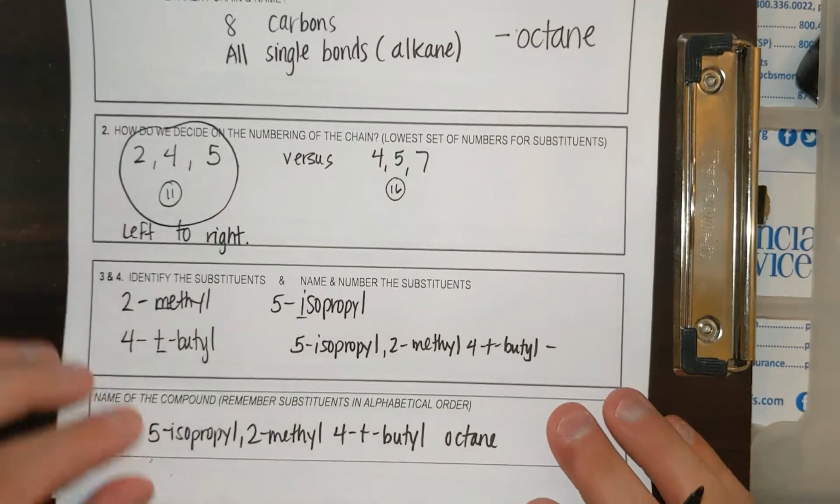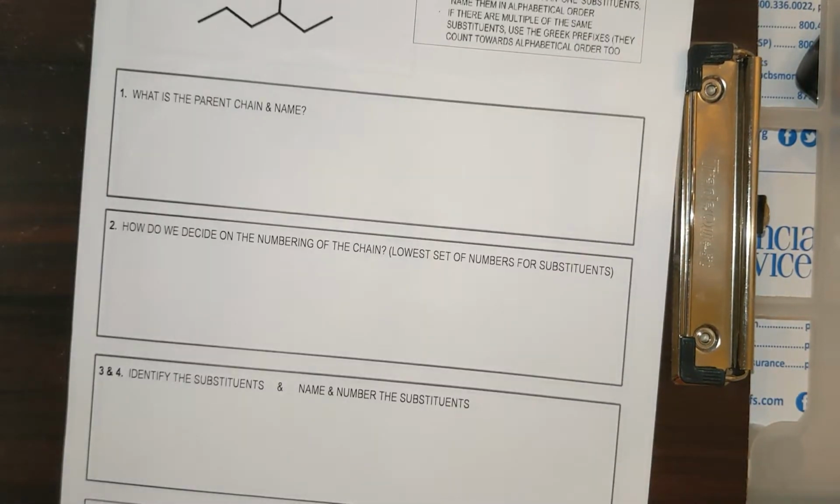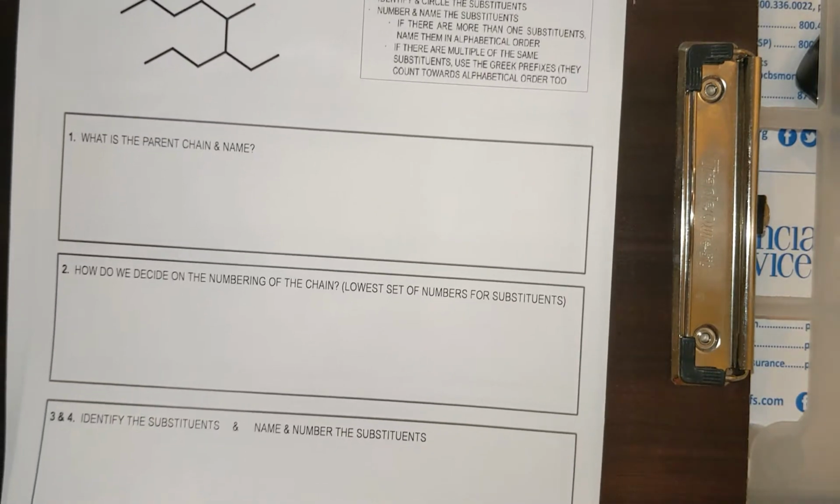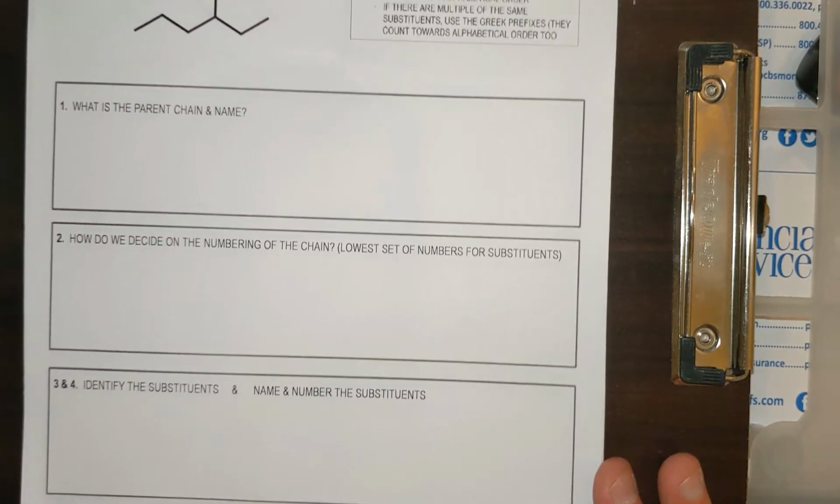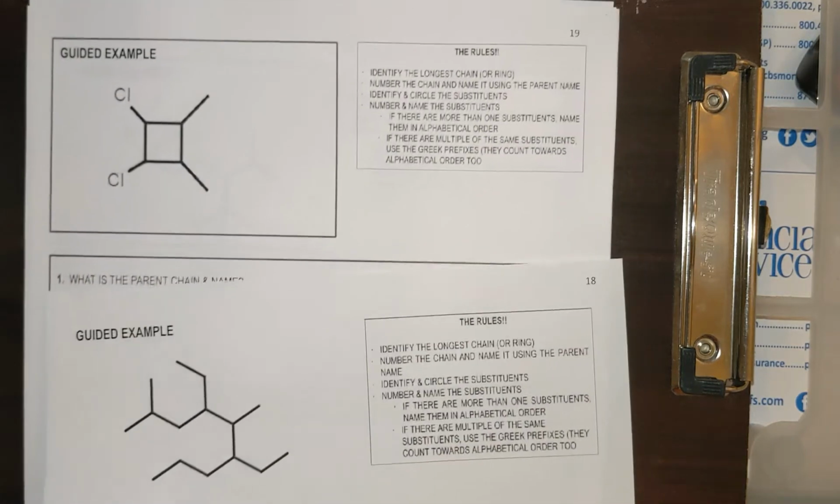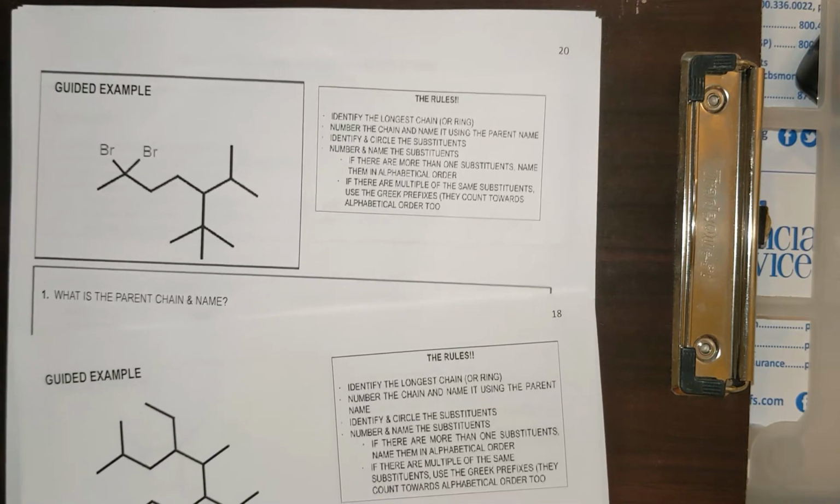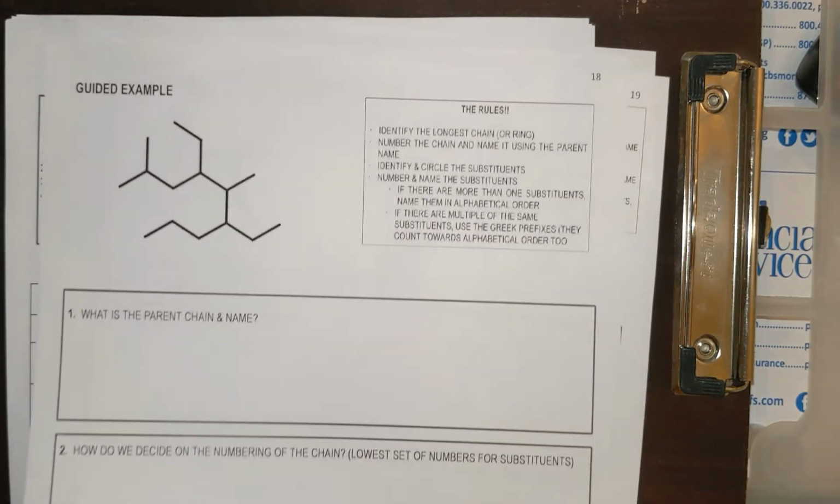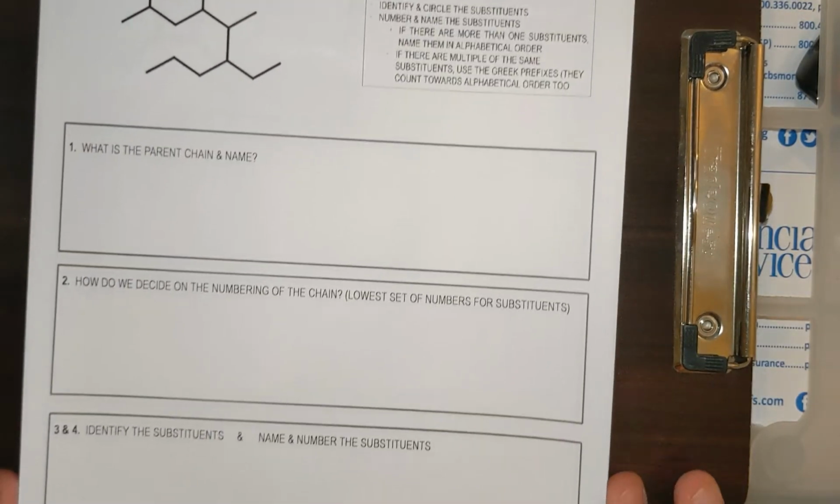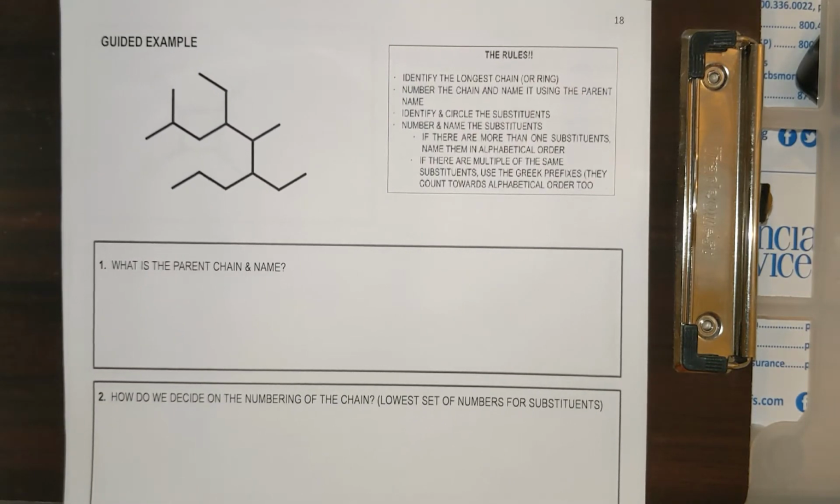And so that was a guided practice on naming this massive compound. I want you to try and do guided example number 18 on your own, and we will check this in class. We'll do number 19 together in class, and we'll also do number 20 together in class before you do some practice. Alrighty, so hopefully this was a helpful video to help begin your naming.